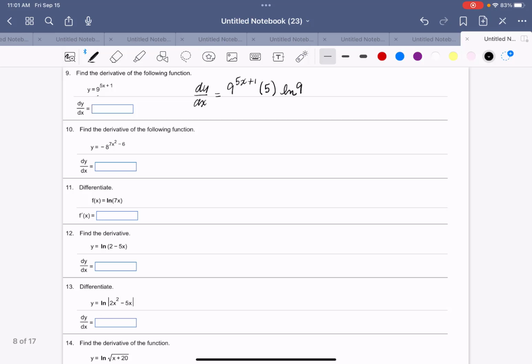You may rewrite this 5 times 9 to the 5x plus 1 times the natural log of 9. And really, you can write this in any order as long as you make sure that the multiplication is clear. So another option might be 5 times the natural log of 9 times 9 to the 5x plus 1. Any of these forms should be acceptable in MyMathLab and on a test.